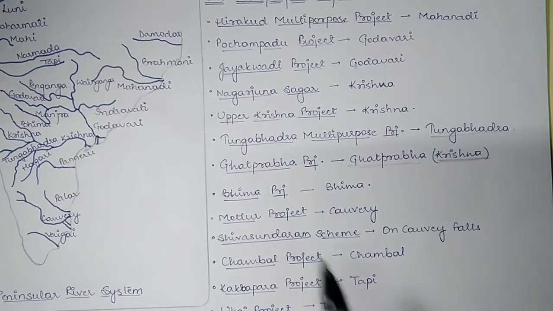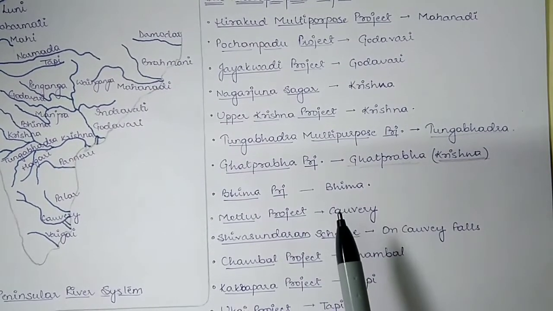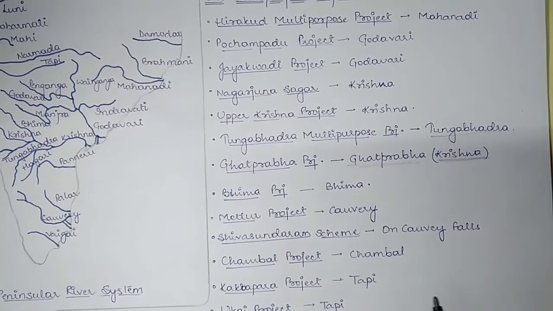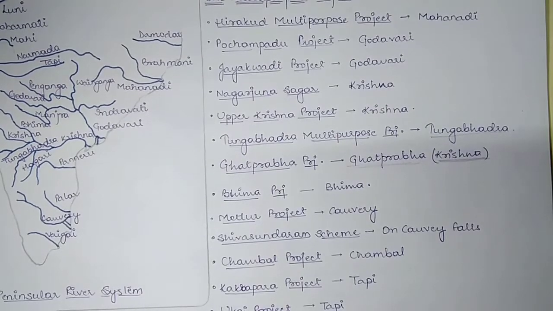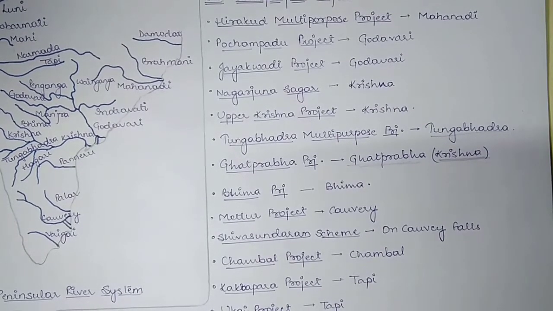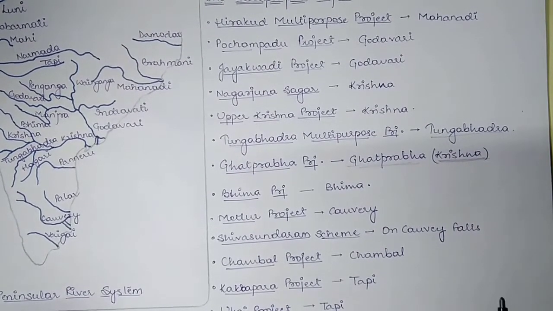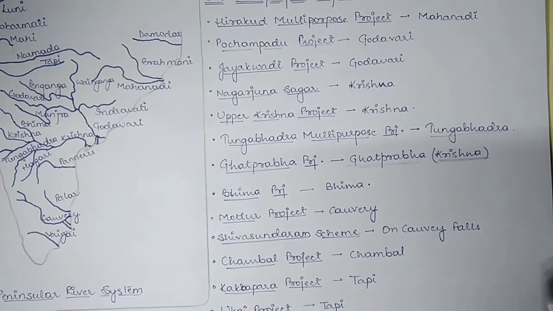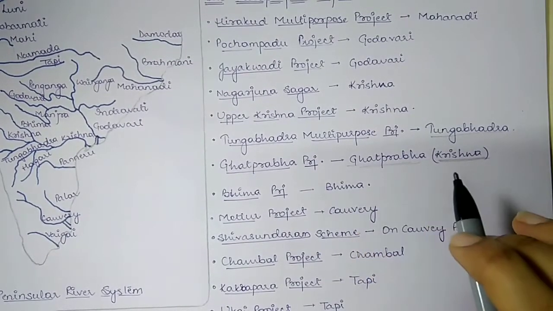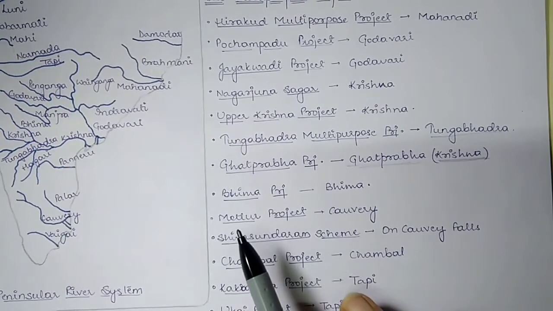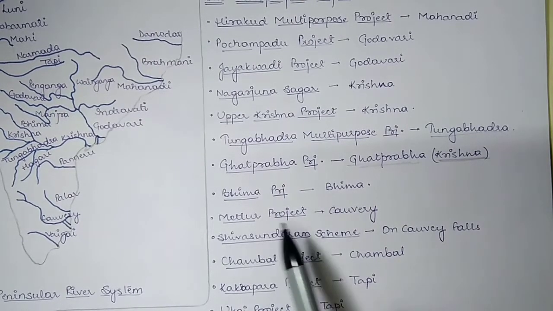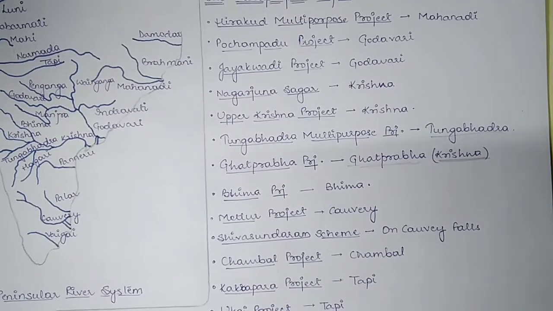Now, like Ghataprabha project, we have Malaprabha project. Malaprabha project is built on Malaprabha River, that is the tributary of the Krishna River only. So it is also for irrigational purpose. Next we have Mettur project. Mettur project is on Kaveri River in Tamil Nadu, and it is for hydroelectricity generation.